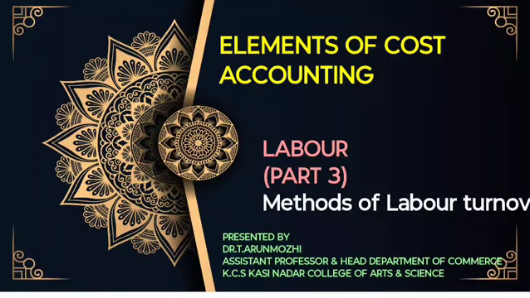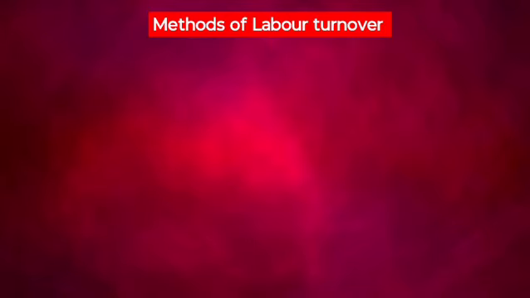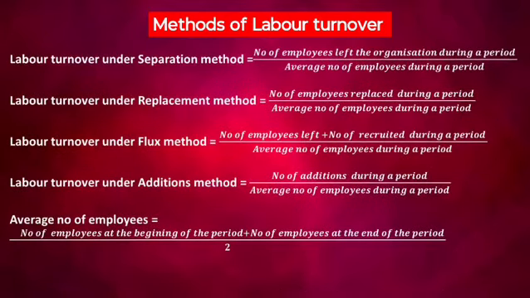Today we are going to see part 3, that is the methods of labor turnover and the problems related to it. I have already informed you about the methods of labor turnover in my first video. Once again we would have a recapitulation. Labor turnover under separation method. The formula goes as number of employees who left the organization during a period divided by average number of employees during a period. Very easy to remember: in the separation method, you mark the word only left. So it is very easy to remember and apply in the sum.